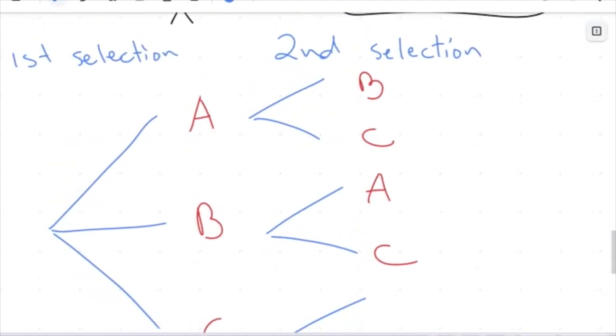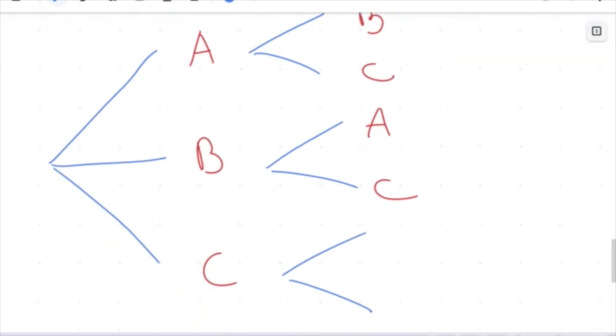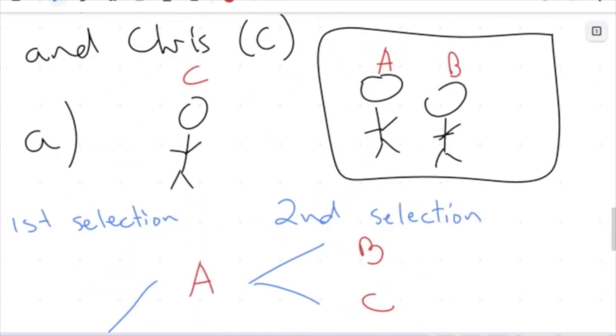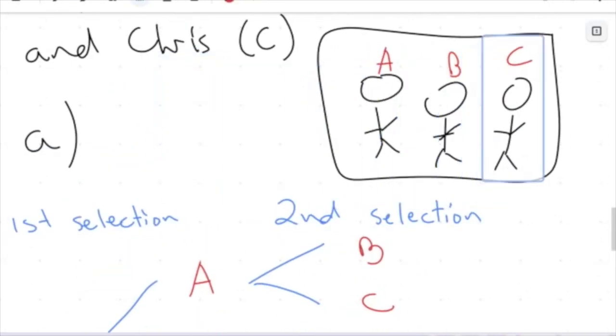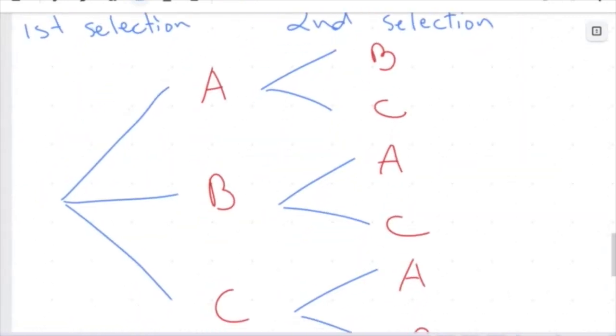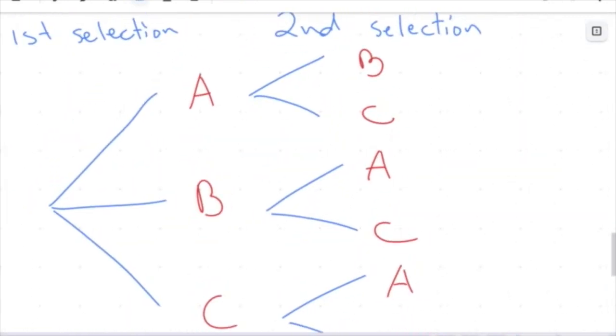I always have one less option than the 3 I have here. Because once I select Chris, I have Anna or Brad to choose from. I can see that up here. Now, let's pop these guys back in. So, in my first selection, I had 3 people to choose from. In my second selection, I had 2 people to choose from.